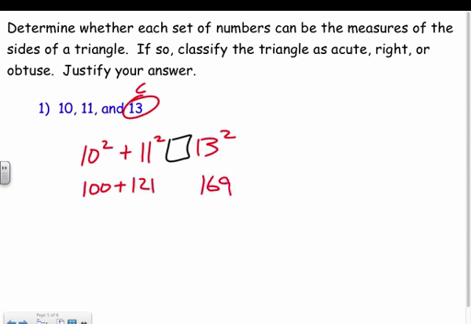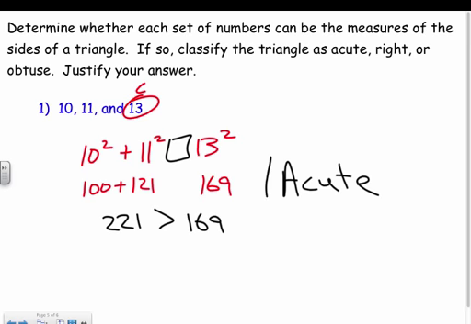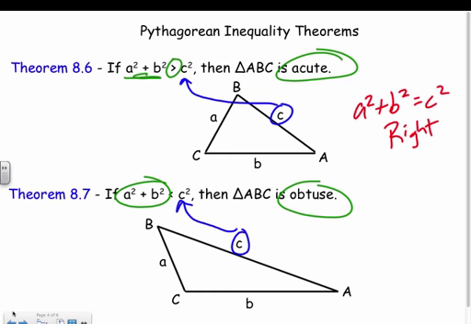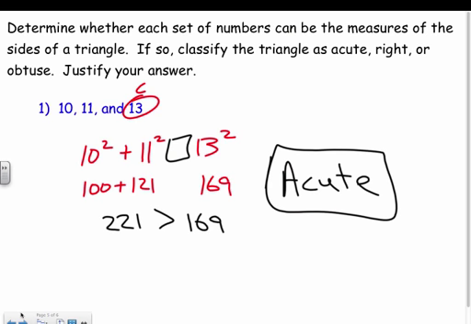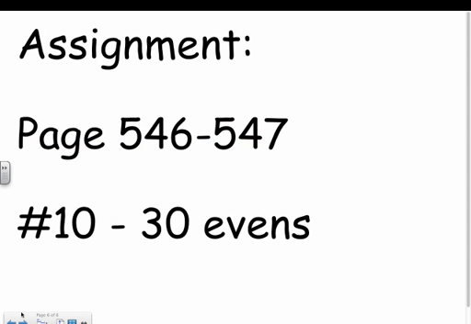13 squared is 169. Well, 100 plus 121, that's well over 169. So if a squared plus b squared is greater than c squared, I know that the largest side is a little bit smaller, so I end up with an acute triangle. And if I look back to my theorems, that would have been this one right here: if a squared plus b squared is greater than c squared, it's an acute triangle. So there we go. You're just comparing the numbers at the end. And really, that's all there is to it. Pythagorean theorem, you guys know that. So just use those last two theorems to figure out if they're acute, obtuse, or right.